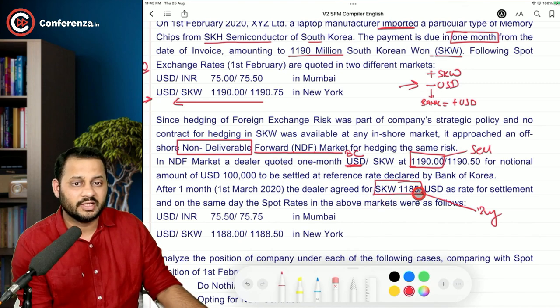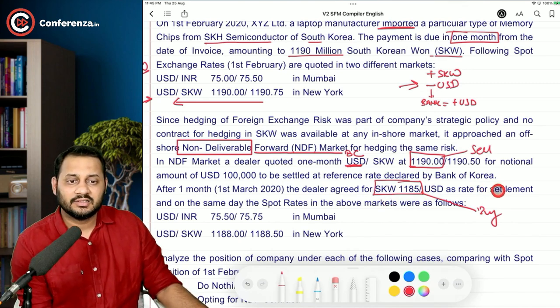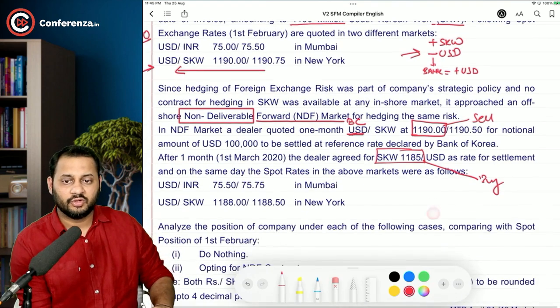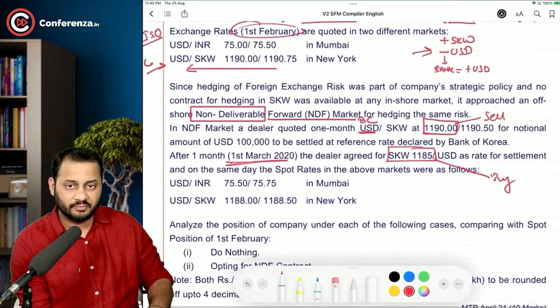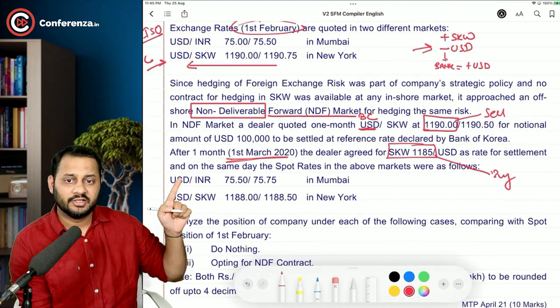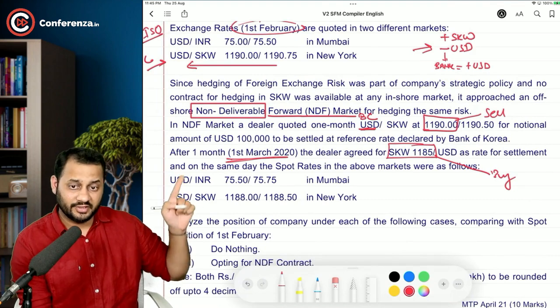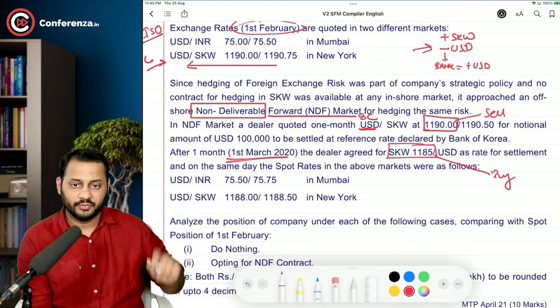This is the rate for settlement, and on the same day the spot rates in the above market were as follows. On the same day means on the 1st March. You started the transaction on 1st February. This is the due date, and the spot rates of the due date are given to you.